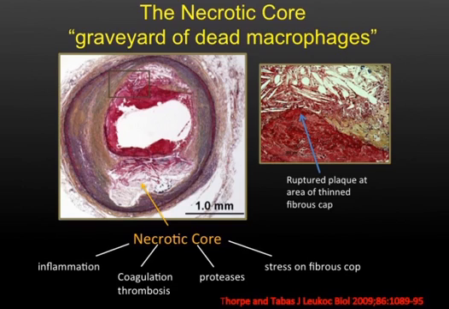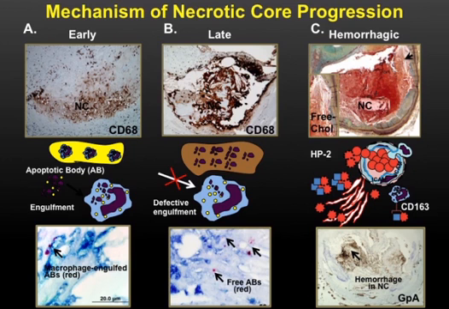So the necrotic core, we believe, is the graveyard of dead macrophages. This has been shown by Ira Tabas. The necrotic core forms from the inflammatory cells, and probably coagulation factors, proteases, and stress within the fibrous cap all play a role in leading to plaque rupture.